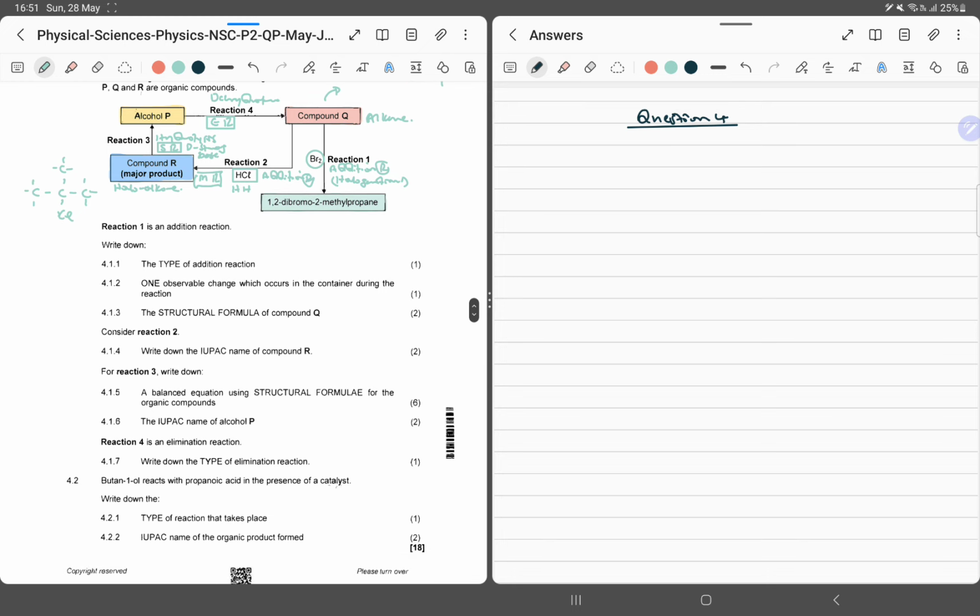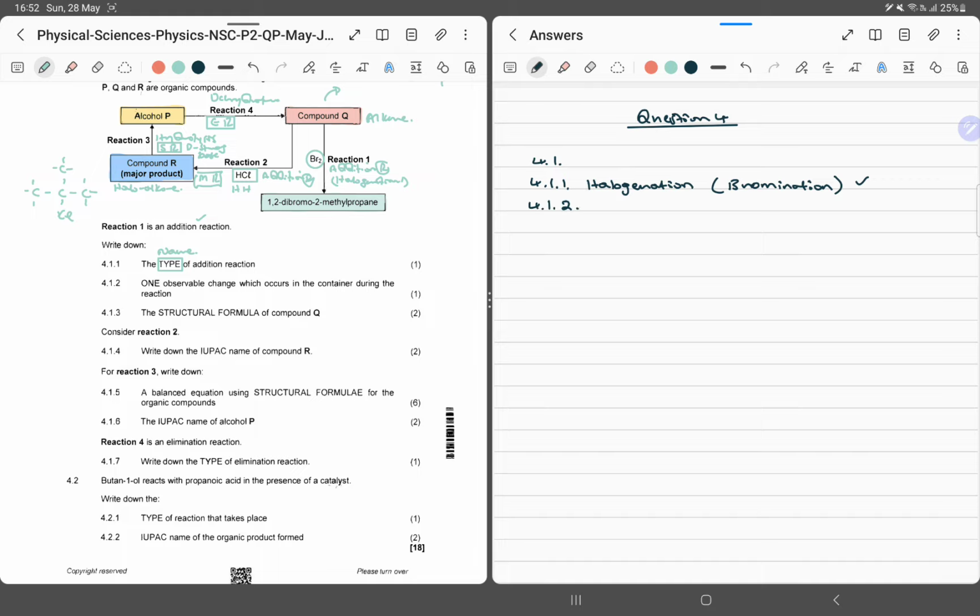All right, let's quickly try and get through this one as fast as possible. Now reaction 1 is an addition reaction, most definitely. Write down the type, not necessarily. I don't like this kind of questioning, but I would prefer the name, because the type is already addition, is it not? So we've got 4.1.1. This is now a halogenation. Or you can even write the specific name, bromination. Okay, easy one, Mark. You move on.